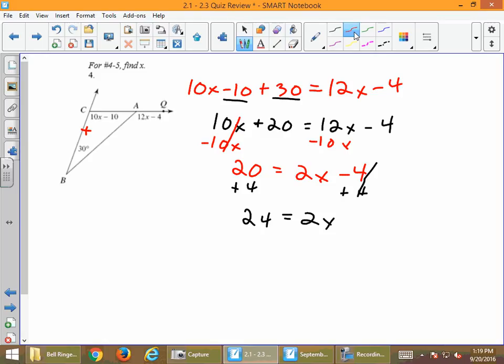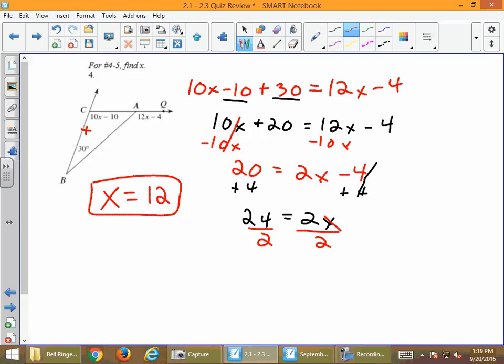Add 4. Add 4. 24 is equal to 2x. Last step, that's an x by the way. 2x divided by 2, divided by 2. X equals, is that 24? 12. X equals 12. Nice job.